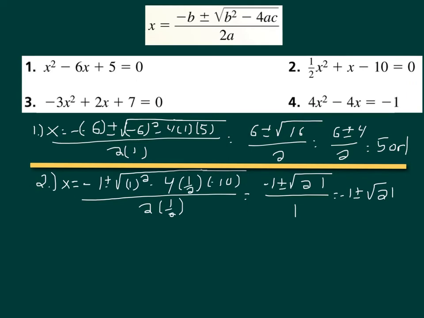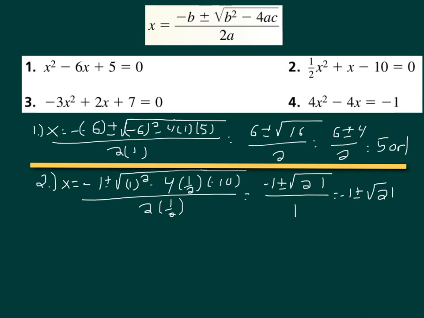Alright, so you can see here, even though we had a 1/2 involved, it ended up getting canceled out. We ended up with negative 1 plus or minus the square root of 21 over 1. Now, since that's not anything that can be simplified, I just leave it as that, and I don't need to write the over 1, so I can write my final answer as negative 1 plus or minus the square root of 21. Alright, pause it again and give number 3 a shot.